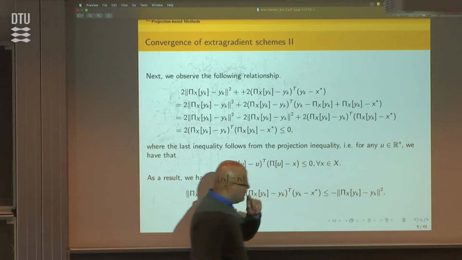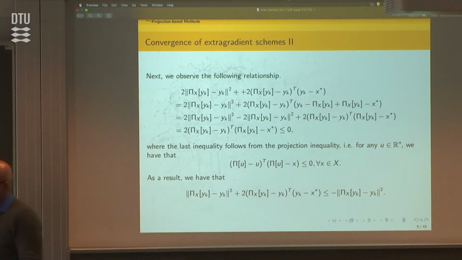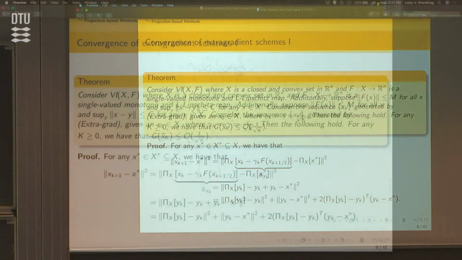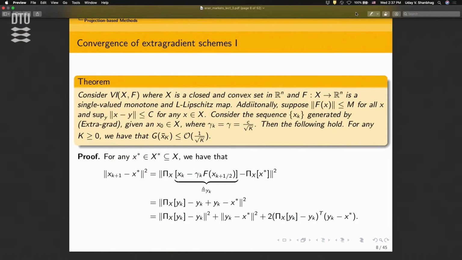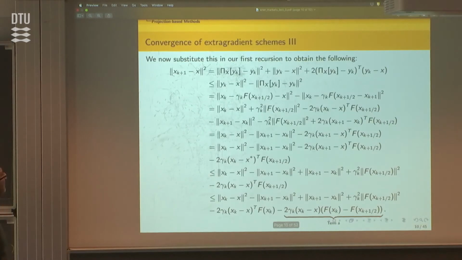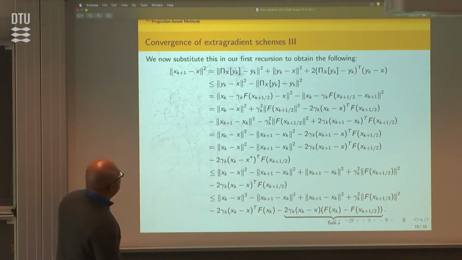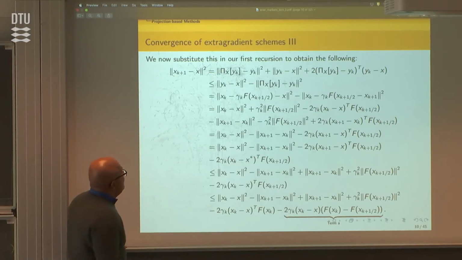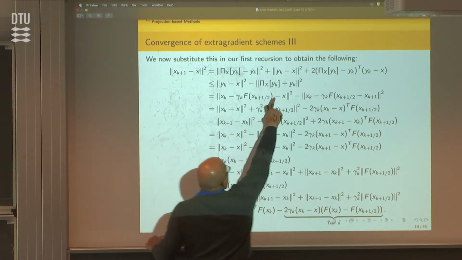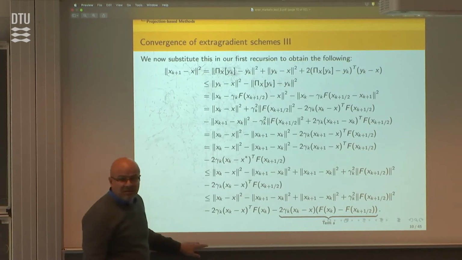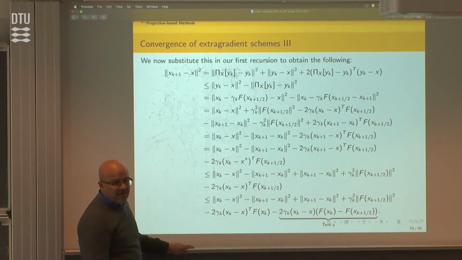Okay. So the next step now, remember what I'm trying to do, I'm trying to bound this guy here. So now I substitute this recursion to obtain the following. So I had this from the previous slide, and now these terms 2 and 3 can be bounded by the negative of that. Okay? Just from the previous slide.